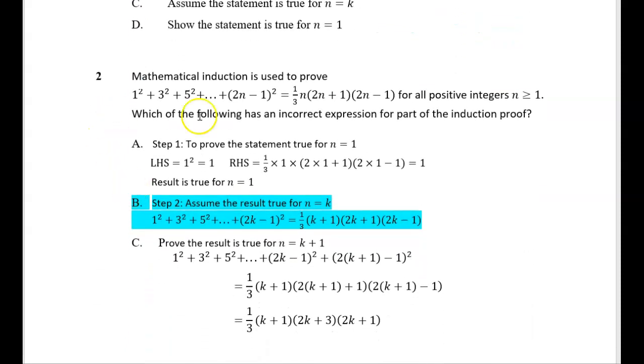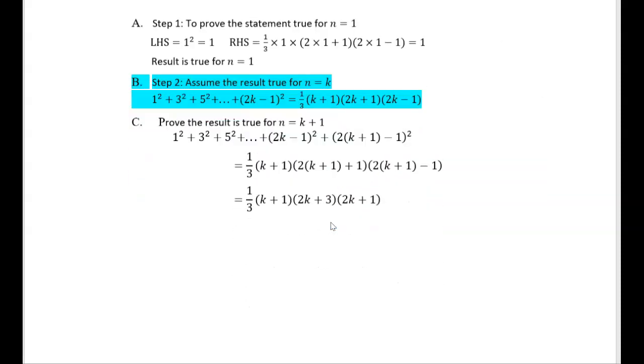The second question, we had to prove this induction statement for all integers greater than or equal to 1. Which of the following has an incorrect expression for the part of the induction step? Just be careful that you've actually read that as incorrect, because we're assuming the result true for n equals k. If you have a look up here, we've got 1/3 of n, and here we've got 1/3 of k plus 1. So this step has actually popped k plus 1 into that part of it. So that's why that one is incorrect.